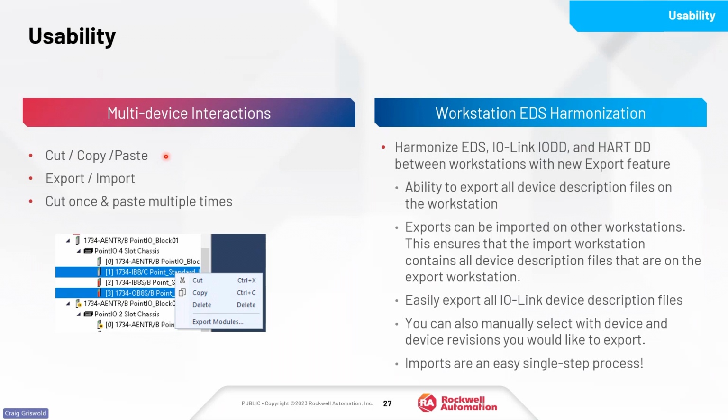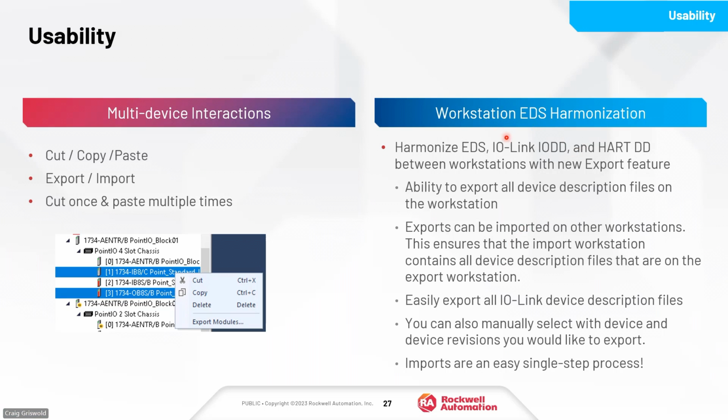Some of the usability, and this one's really nice. For forever, you could not select multiple devices in the I/O tree and do anything with them. You can now use the shift or control key. In this case, I use the control key to select a couple different devices. And now I can cut, copy, and paste. I can paste multiple times. I can delete, and I can also export all these modules. So a lot more flexibility when you're copy and pasting devices in the I/O tree or moving them around.